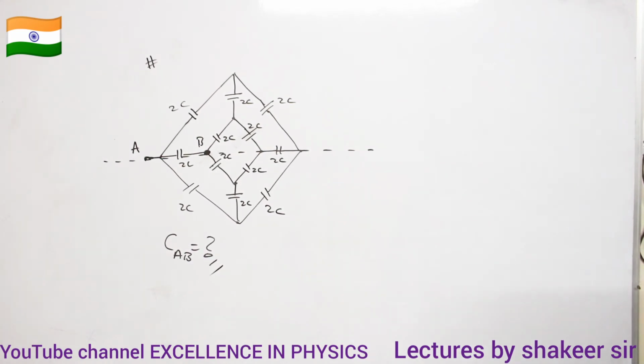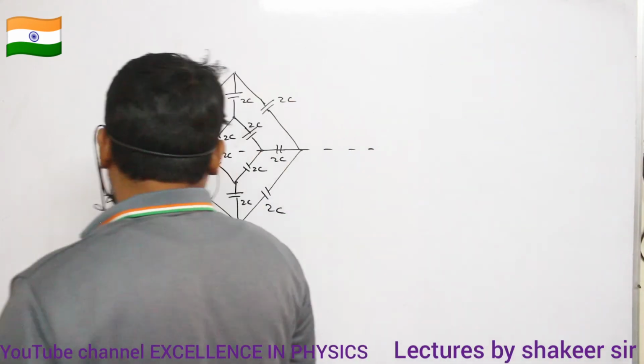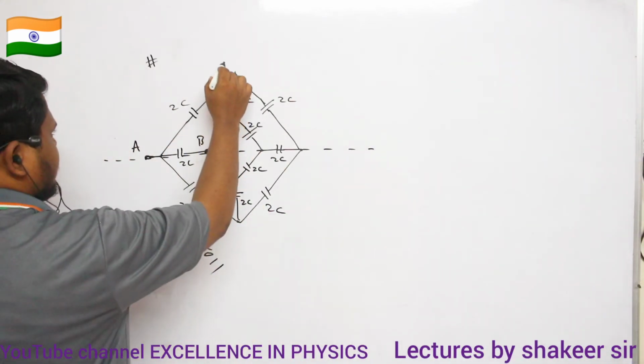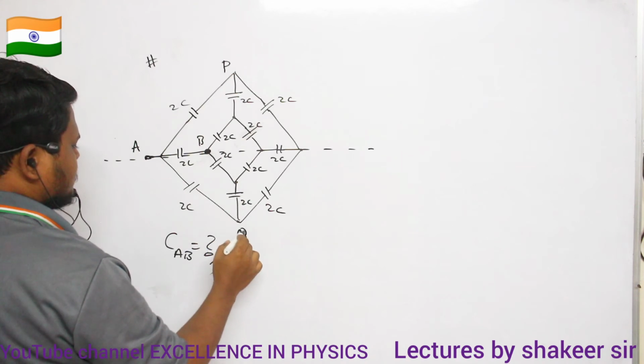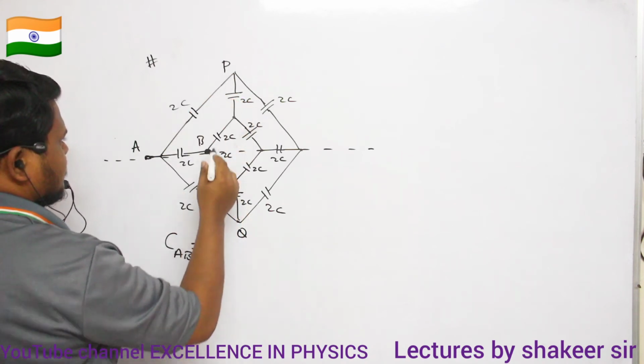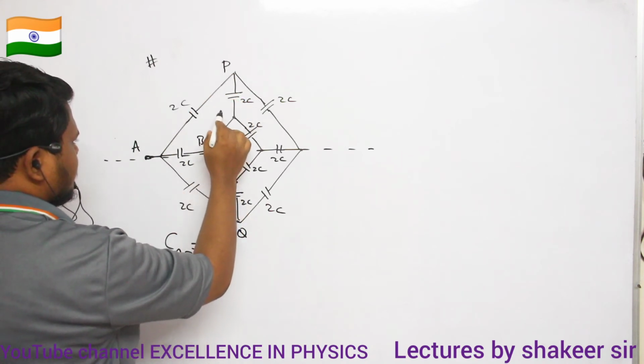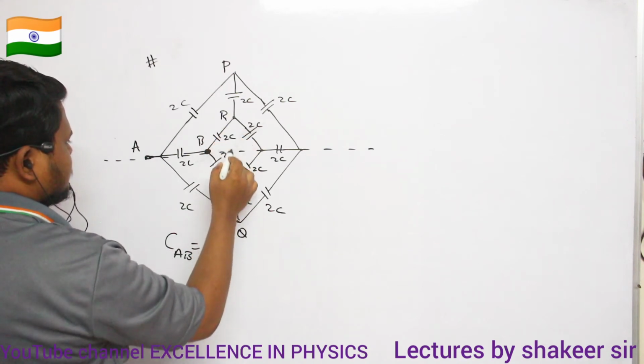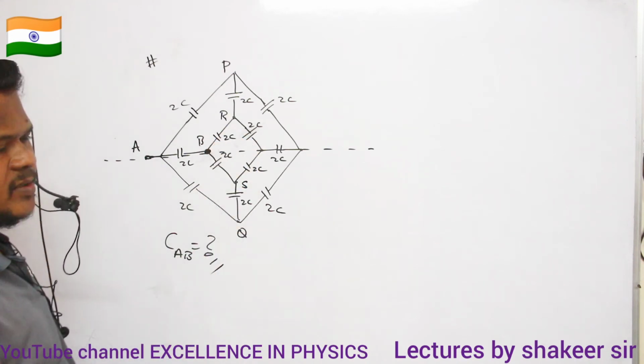So if I fold this circuit, can you say which point is going to touch which point? So let us name these points as point P, point Q. So these 2 points, they will touch each other. Similarly, this is point R and this is point S. So these 2 points also, they will fall on each other. Are you able to understand?